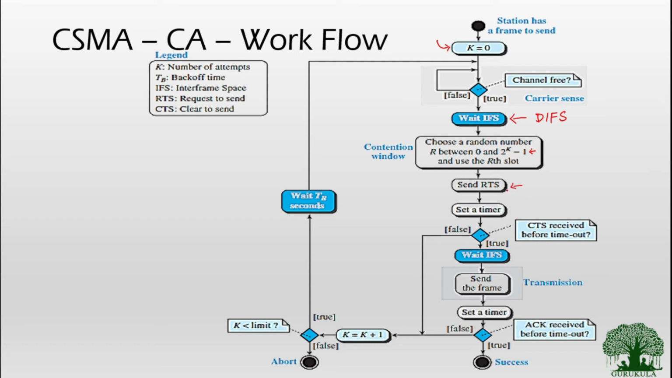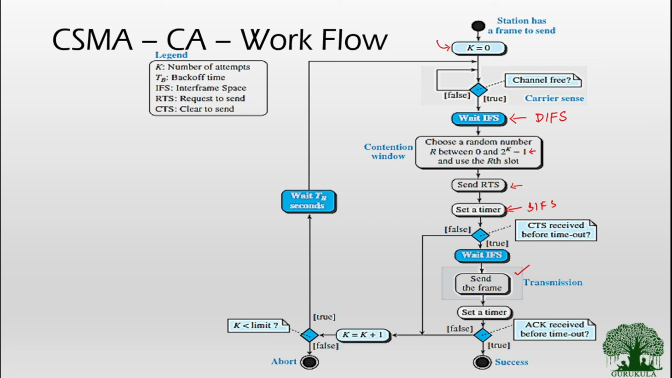Once RTS is sent, a timer is initiated and set to the SIFS period, and I have to wait for the CTS signal. I should receive the CTS signal before this timer expires. If I get the CTS signal from the destination, then I can send the frame. The transmission and reception will happen as usual, and these two nodes keep exchanging frames from one point to another.